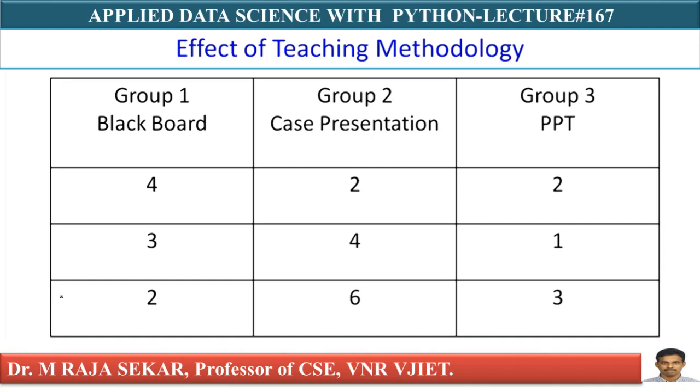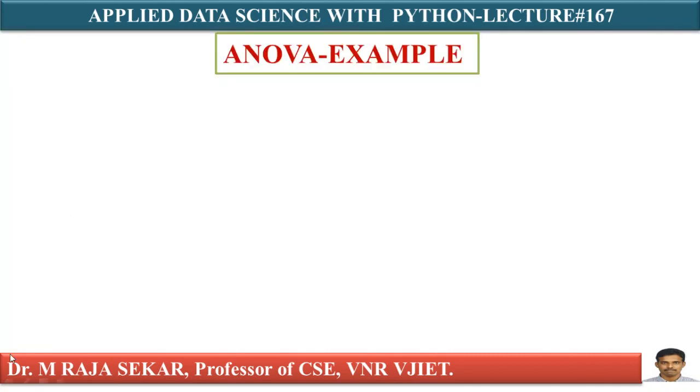What is the null hypothesis here? My null hypothesis is H0. My H0 is, I can say like this, mu1 equal to mu2 equal to mu3. What is my alternative hypothesis? H1: mu1 not equal to mu2 not equal to mu3.